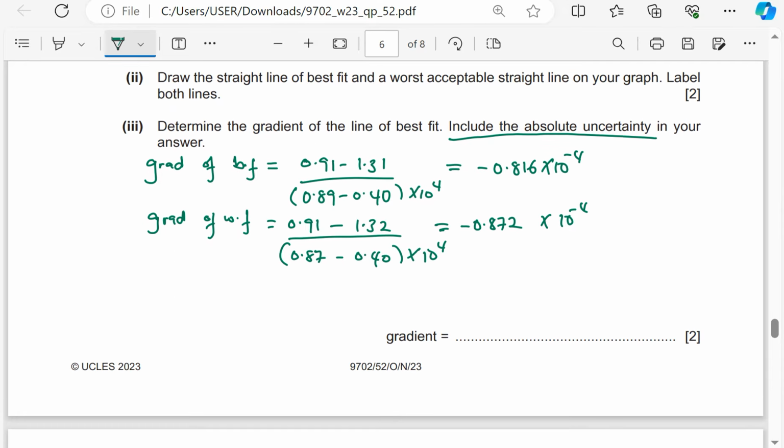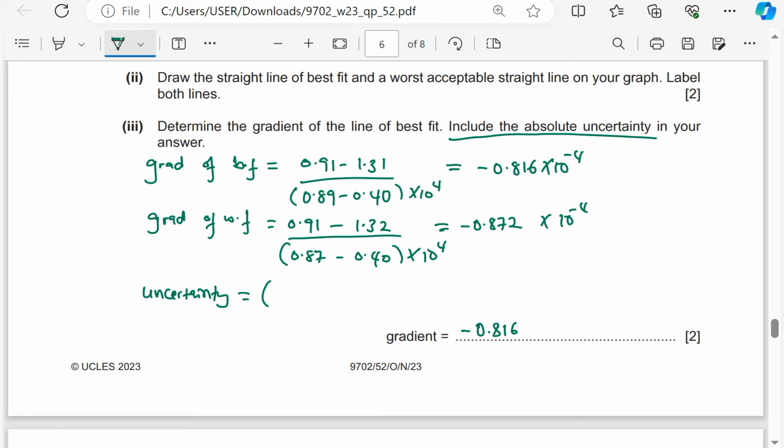Okay, times 10 to the power of minus 4. So the gradient must be the best value, which is negative 0.816. Of course, I find the error first. So the uncertainty is of course going to be the difference between the two.